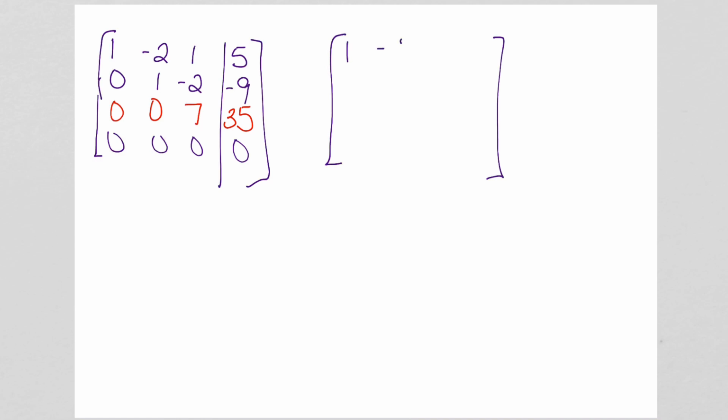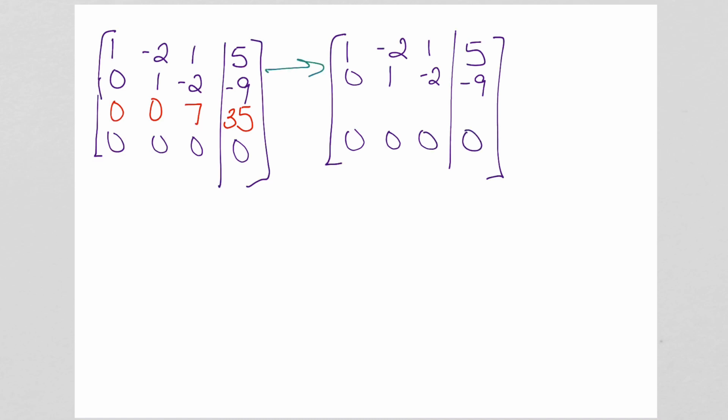So bring over row 1, bring over row 2, and for row 3, 1/7 times 7 will give us 1. So we have 0, 0, 1, and 35 divided by 7 is 5. Okay, so this is where we've stopped so far.